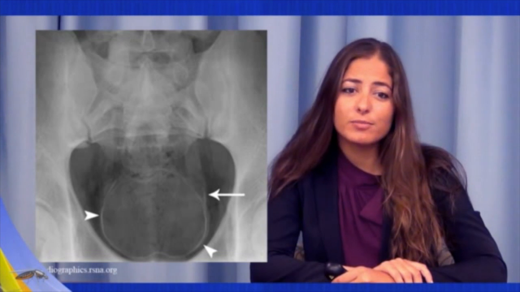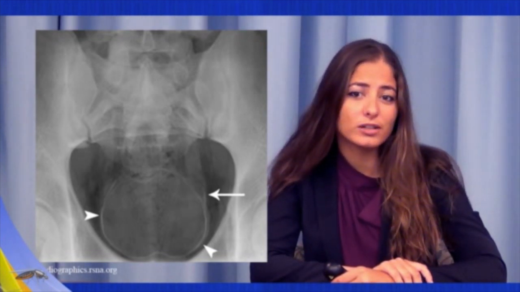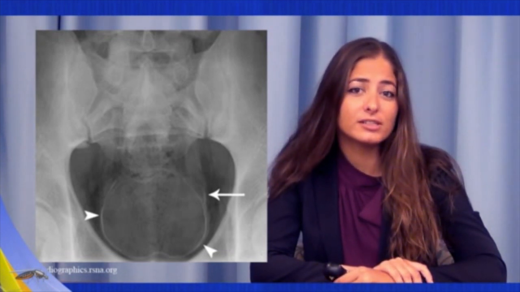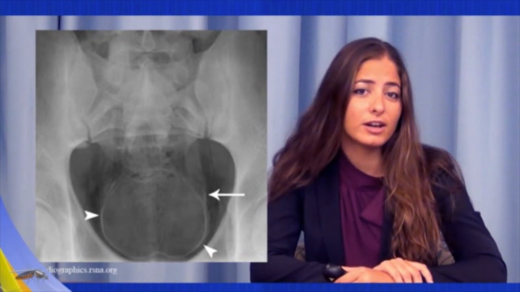A radiograph of the bladder shows curvilinear calcification in the bladder wall, indicated by the arrowheads, with extension to the distal left ureter, indicated by the arrows, consistent with an abundance of calcified eggs typically seen in chronic infection.